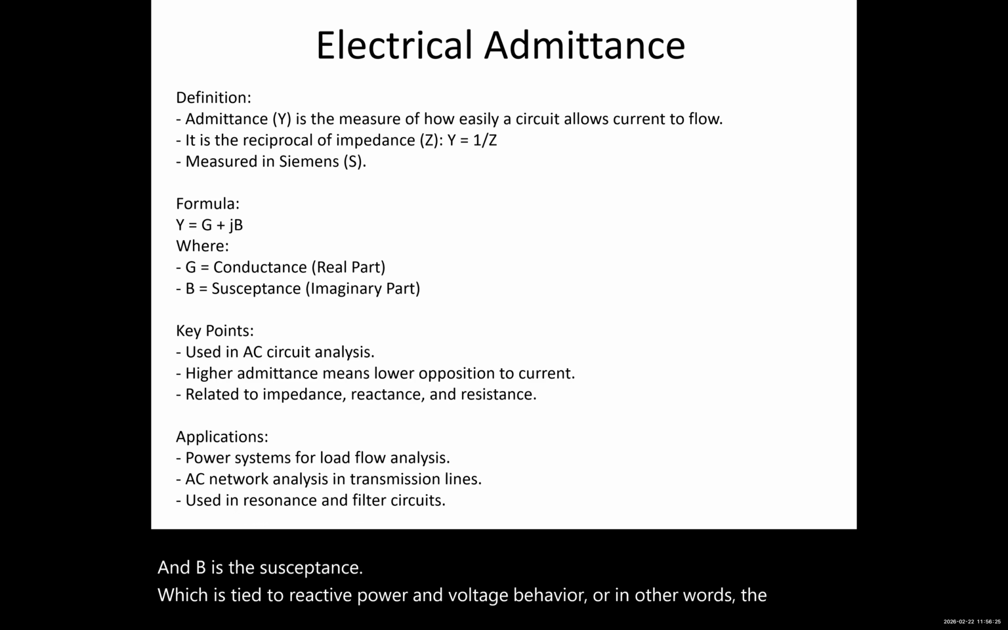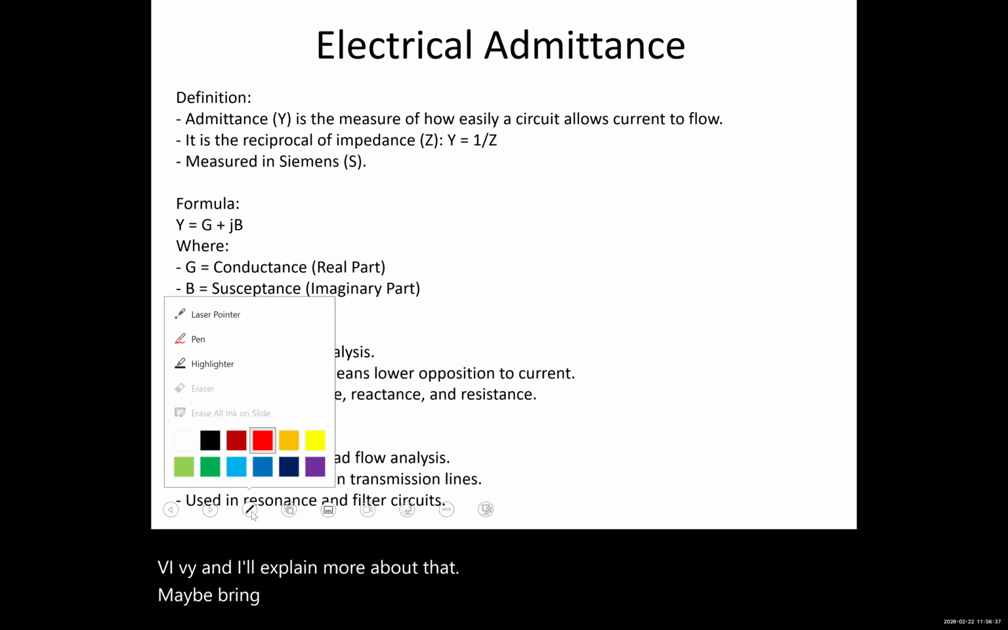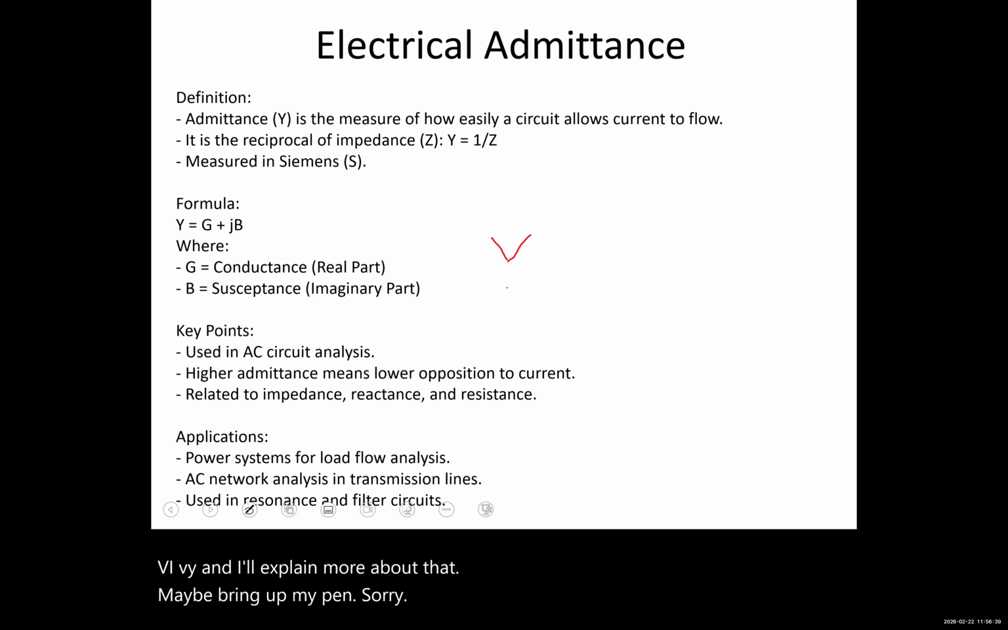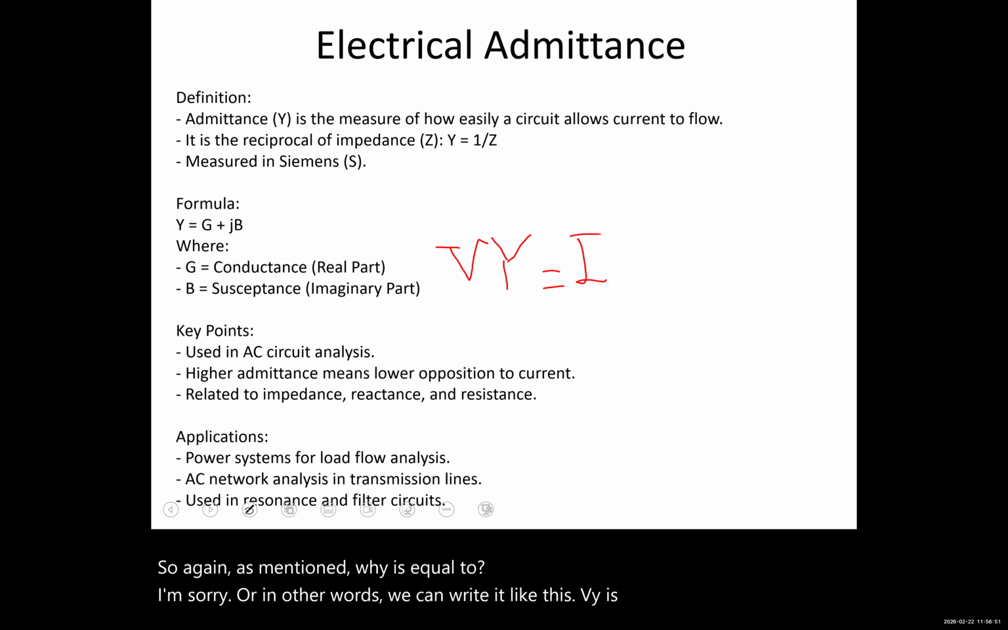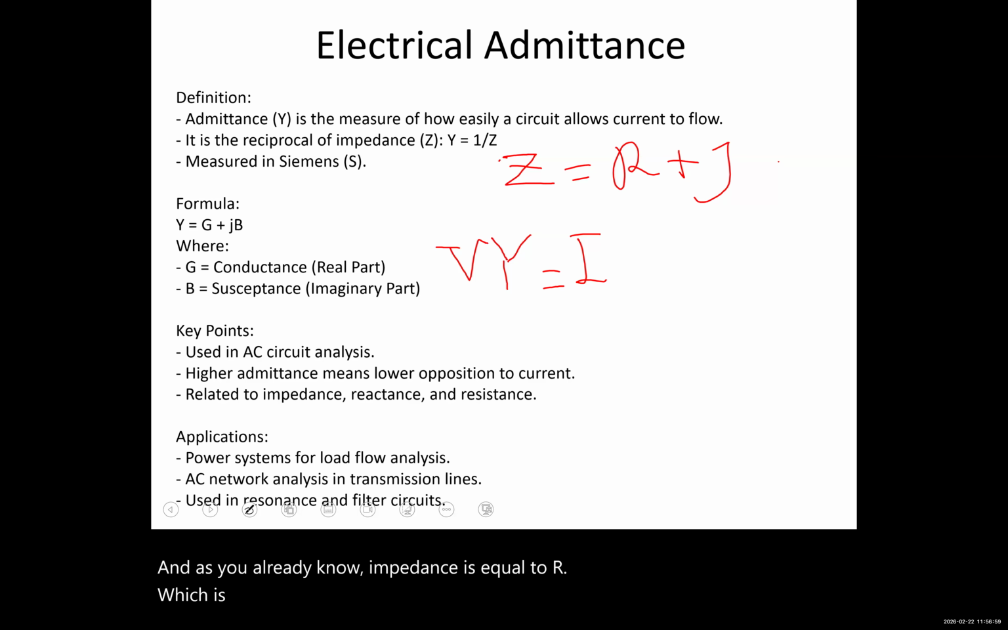We use admittance because nodal analysis uses the form I equal to YV, and I'll explain more about that. So again, as mentioned, we can write it like this: YV is equal to I. And as you already know, impedance is equal to R, which is the real part, plus jX, which is the imaginary part. And Y is equal to 1 over Z.